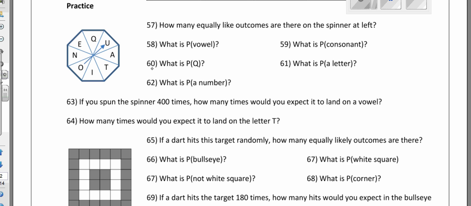Taking a look at problem, let's say 62. What's the probability of getting a number on the spinner? Well, there are no spinners. That's the probability of an impossible event. Therefore, your probability here would be 0.